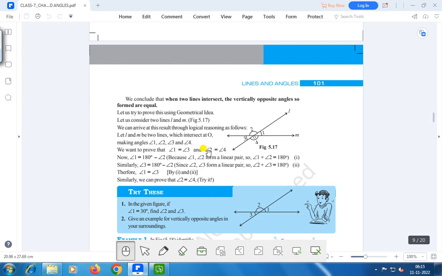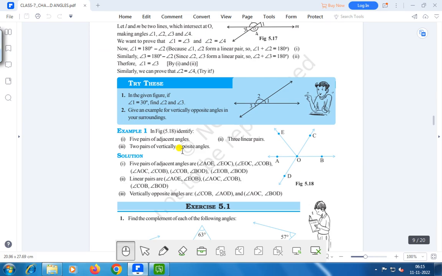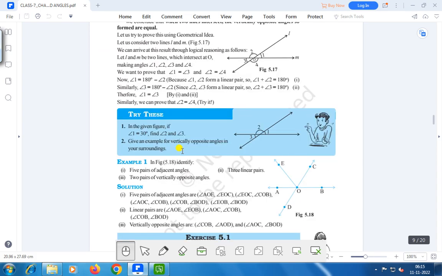Now, we have found out the various topics in this chapter. Now we shall discuss in the next video about the exercises.